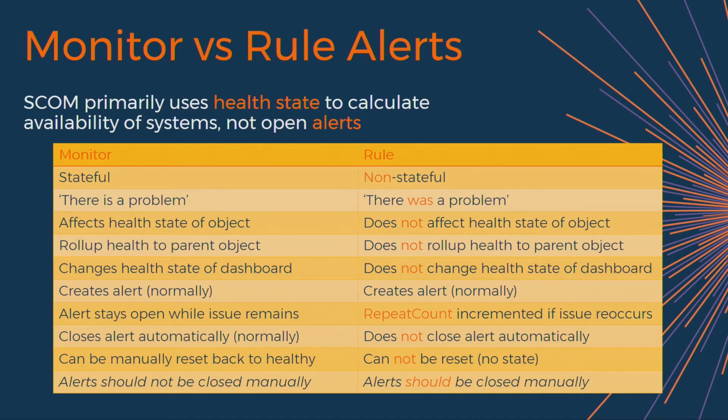Okay, let's also see that in action with some of these rows. So roll up health, I think that's important. It's fairly obvious that if a monitor changes the health state of an object, that then most often is rolled up, and that's why low disk space on a disk affects the health of the server, and potentially even the health of the DA if that server's in a DA or a group. Whereas a rule to say a backup failed doesn't affect the health state of the server, or change the health state of the dashboard. That's very obvious as well, and really that's the most visible outcome of the difference between monitors and rules.